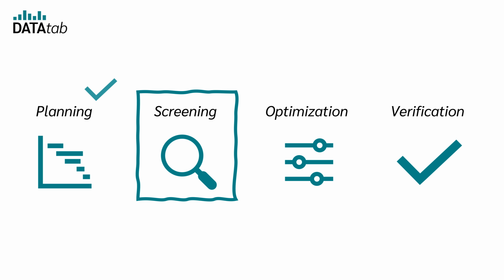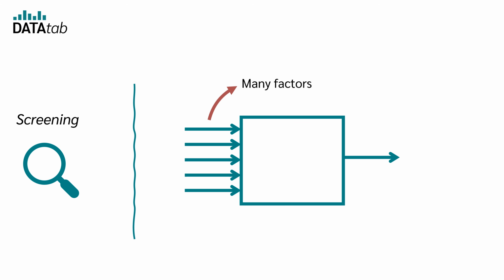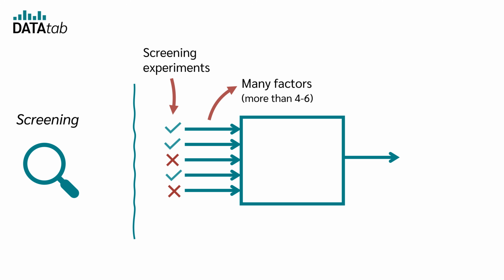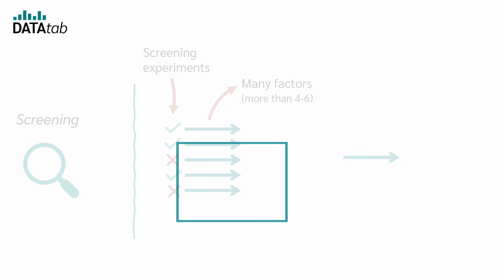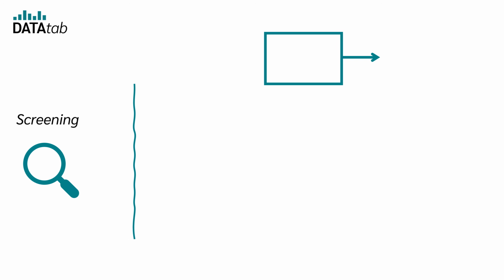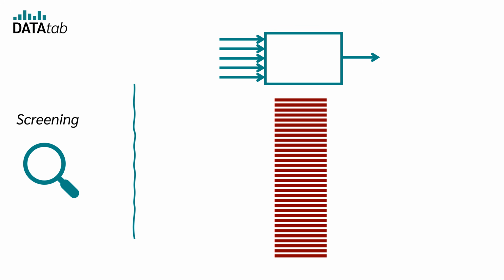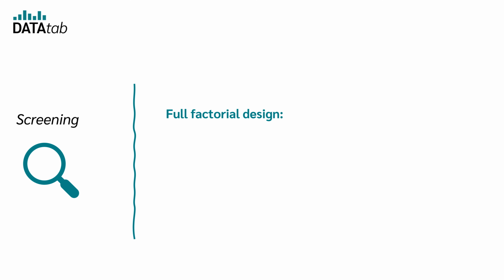Now comes the second step, the screening. If there are many factors that could have an influence, usually more than 4 to 6 factors, screening experiments should be carried out to reduce the number of factors. Why is this important? The number of factors to be investigated has a major influence on the number of experiments required. Note, in design of experiments, the individual experiments are also simply called runs. In the full factorial design, which we will discuss in more detail in a moment, the number of experiments or runs is n equal to 2 to the power of k, where n is the number of runs and k is the number of factors.